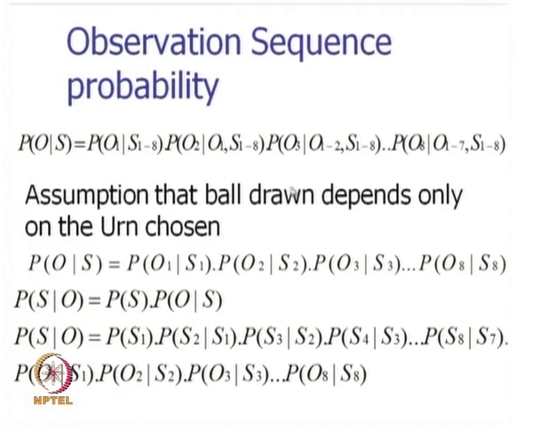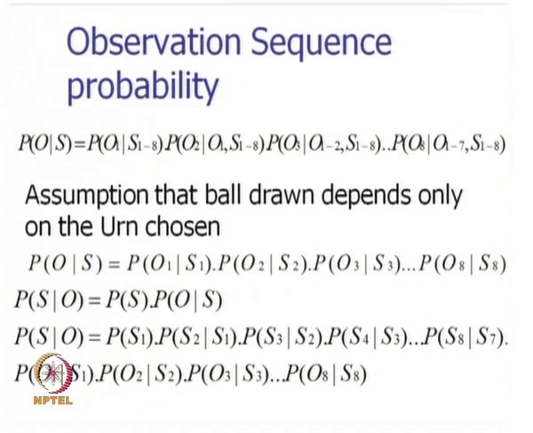So, now we invoke another assumption and this complicated expression gets simplified. We assume that a ball drawn depends only on the arm chosen, nothing else. This is a very reasonable assumption in the current situation, because when a ball is drawn with replacement from an arm, presumably no other factor in the world influences the color of that ball drawn. It purely depends on the arm from where it is coming, because we have a probability associated with the color coming from an arm.